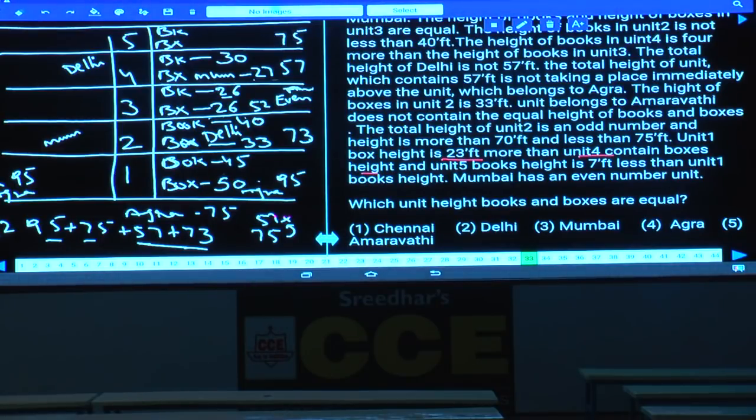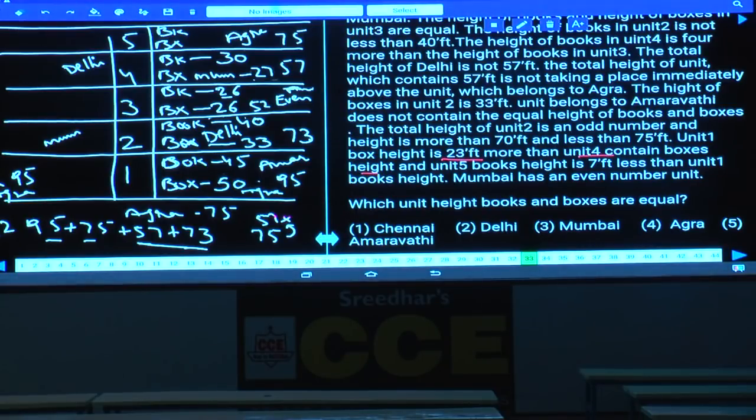Now, what are the places here? Delhi and Mumbai, these two were completed. And Agra is 75, and the first one is Agra, isn't it? Now this is Agra. Amaravati cannot be an even number. Agra, Mumbai done, Delhi done. Where is Amaravati here? Amaravati is the ground floor. As Amaravati is the ground floor, Amaravati, Delhi, Mumbai, Agra done.